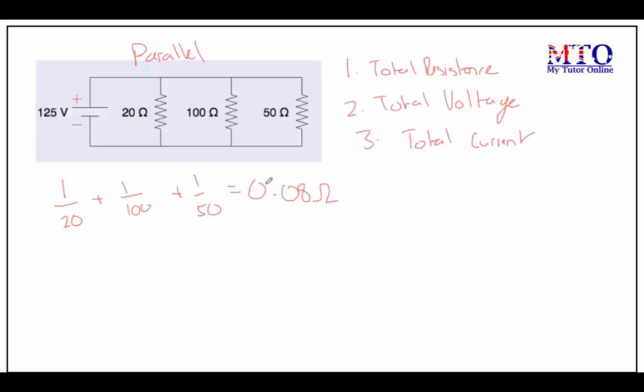Now that we have the total resistance, let's move on to total voltage, which is already given, 125. So we can just write that here. Now, if we were finding the voltage of this point here, for example, since this is a parallel circuit, we know that it'll also be 125 volts here, 125 volts here, and 125 volts here, because a parallel circuit keeps the same voltage across appliances.